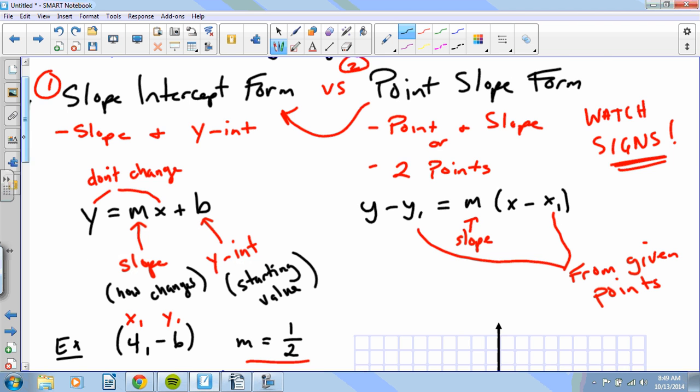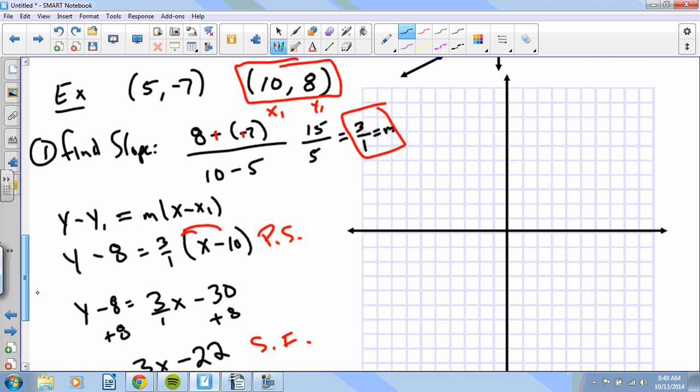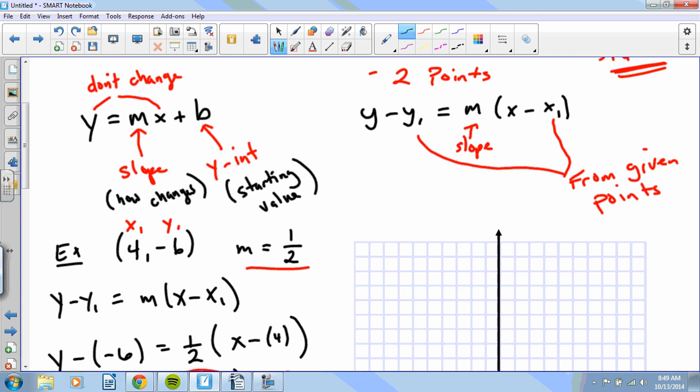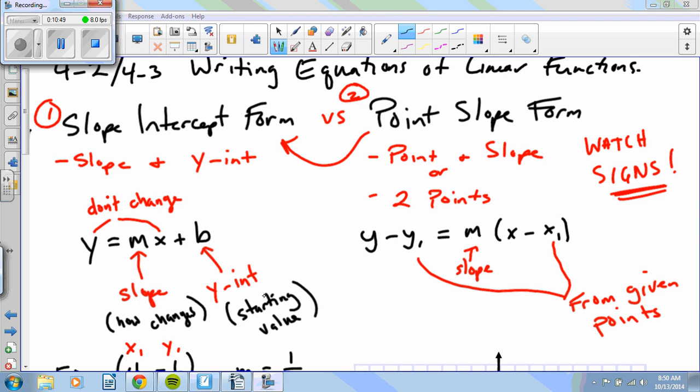That's a general overview of slope-intercept form and point-slope form, how we use them, how we get to where we need to go, and how we graph them. We'll use those in class a little bit to do some more application stuff. So that's your video for 4.2 and 4.3. We'll talk a little more in class, and we'll go from there.